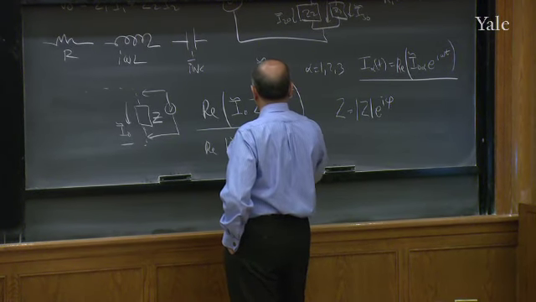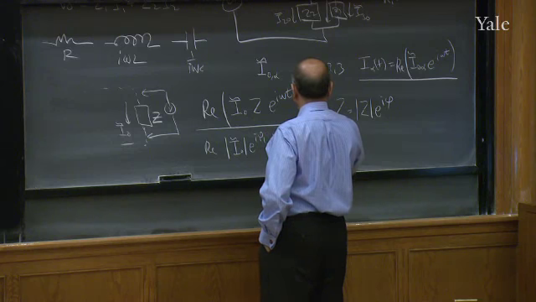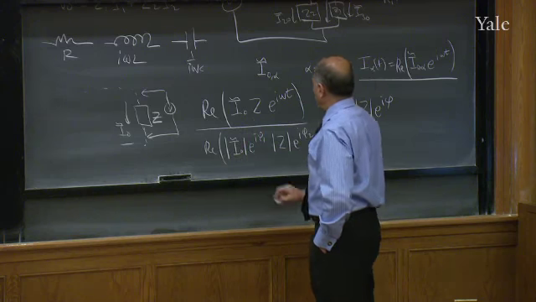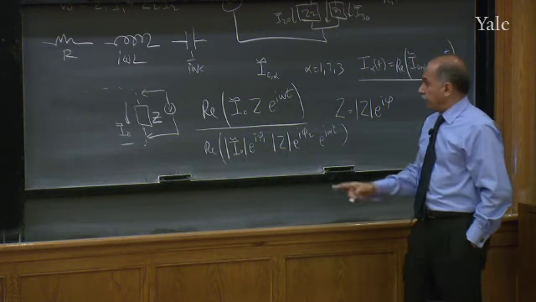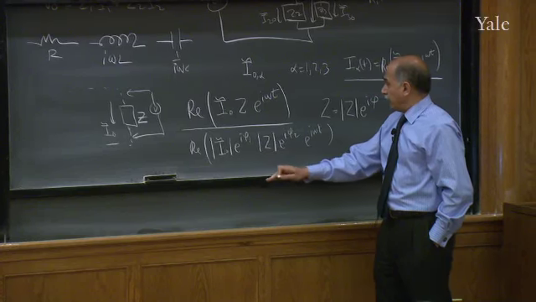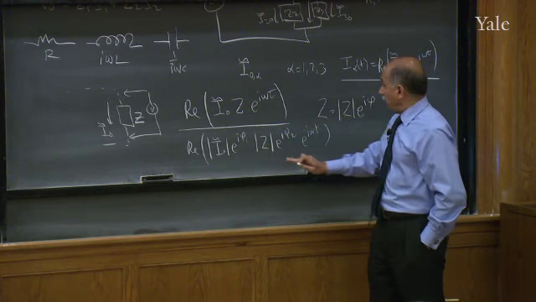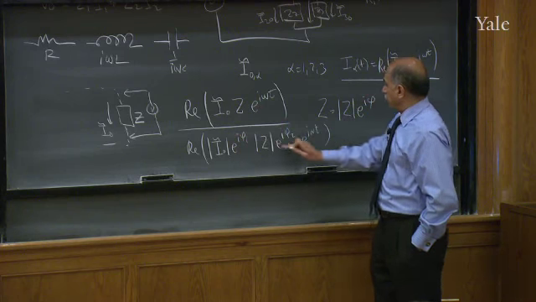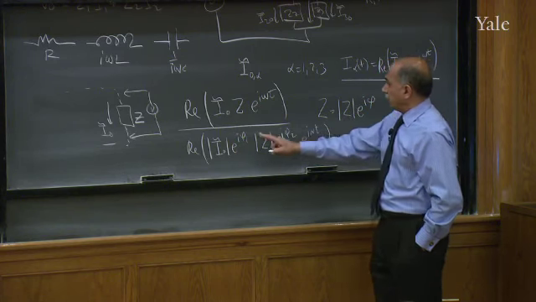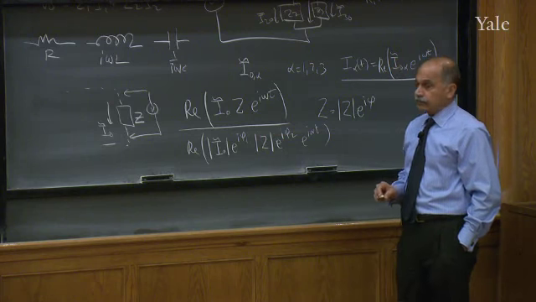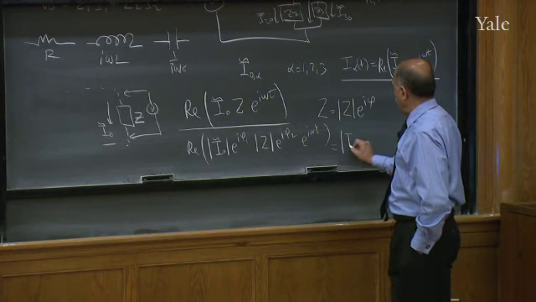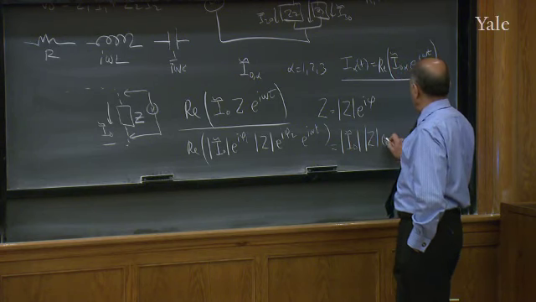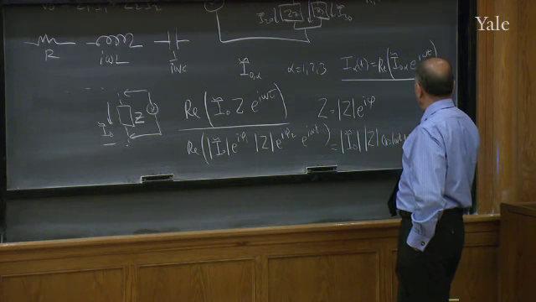So if you wrote it as mod I0 times e to the I phi 1, absolute value of Z, e to the I phi 2 times e to the I omega t, what is the real part of this crazy number? These are all real numbers. You pull them out, combine the exponentials, you'll get e to the I omega t plus I phi 1 from this one, I phi 2 from that one. So the answer will be mod I0 mod Z cos omega t plus phi 1 plus phi 2.